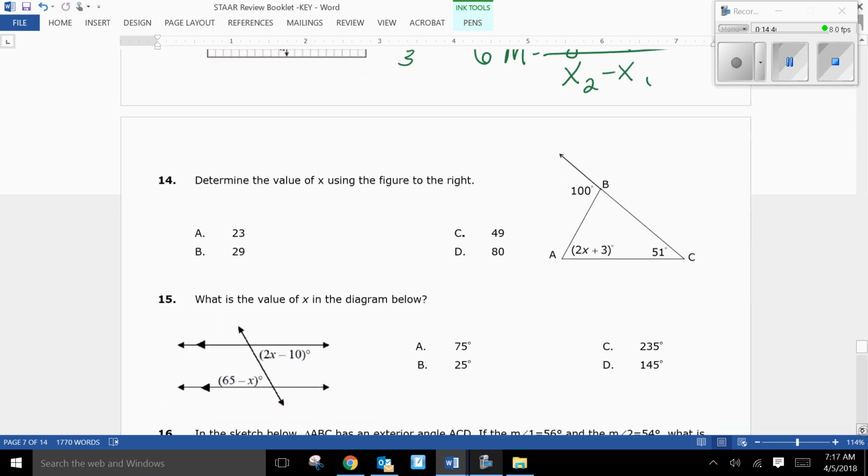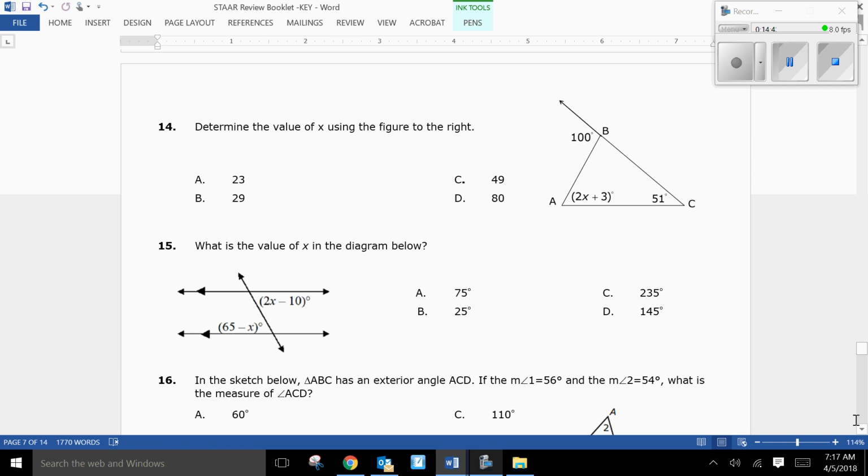Number 14, determine the value of x using the figure to the right. So I'm looking for the value of x, and if you remember, if I tear off this corner and this corner, it should fit inside this. So if I write that as an equation, 2x plus 3 plus 51 will give me 100. I'm going to simplify this. 2x plus 54 will give me 100.